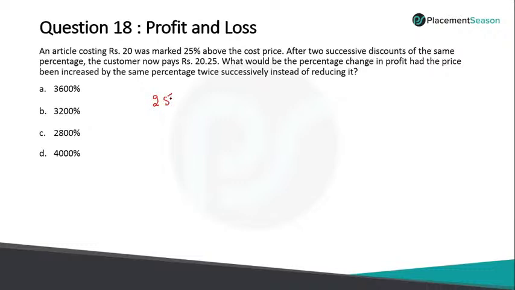After 2 successive discounts of the same percentage, the customer now pays 20.25. If I give the same percentage successive discount and pay 20.25 from 25, we can easily find that it is 10%. Normally if you solve this, you'll be able to find it: 10% of 25 is 2.5, so after the first discount it will be 22.5. Again from there it is 2.25, so it will be 20.25.